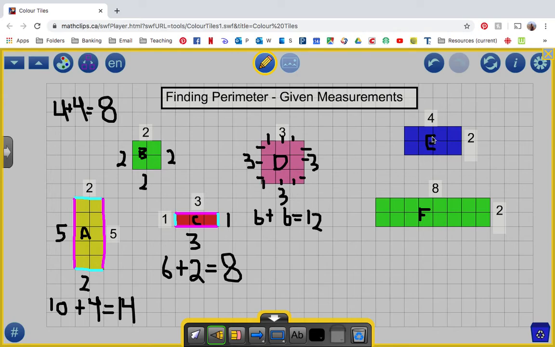Okay, let's move on to letter E, another rectangle, and we're going to use our same methods here. So we know that the 2 must be equal to this 2 over here. The sides must be equal, and we know that 4 must be equal to its parallel line down here, which is 4. So we'll add in those measurements, 2, 4. 4 plus 4 would be 8. 2 plus 2 would give us 4, and that would give us a total of 12. Awesome. Whoa, we have the same perimeter with 2 totally different shapes. That's pretty cool.